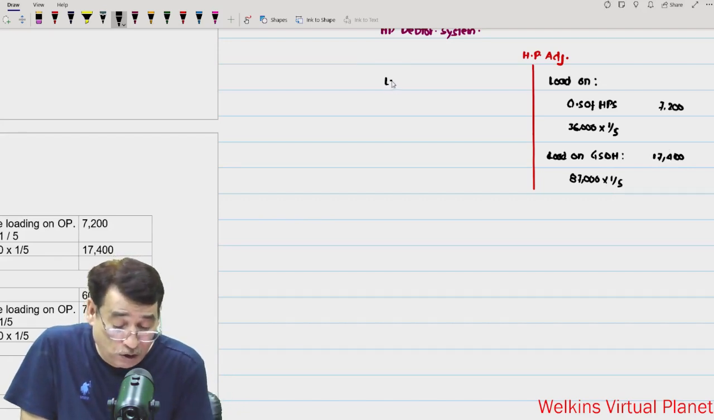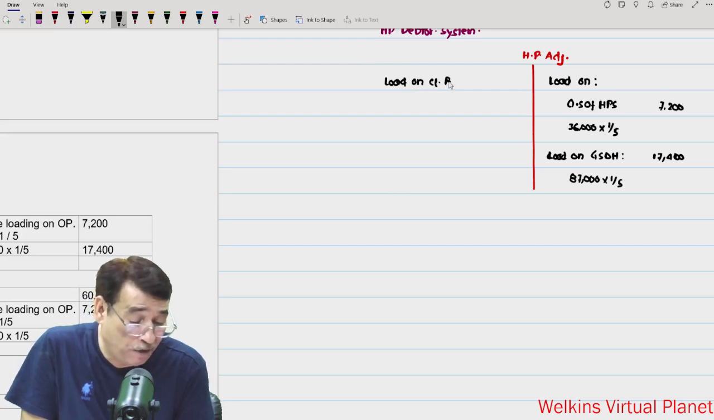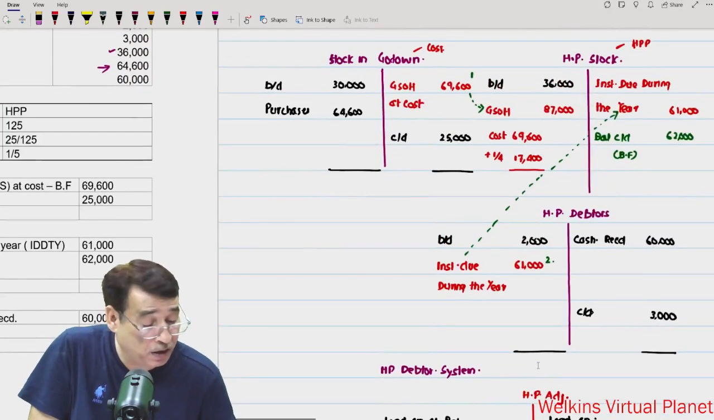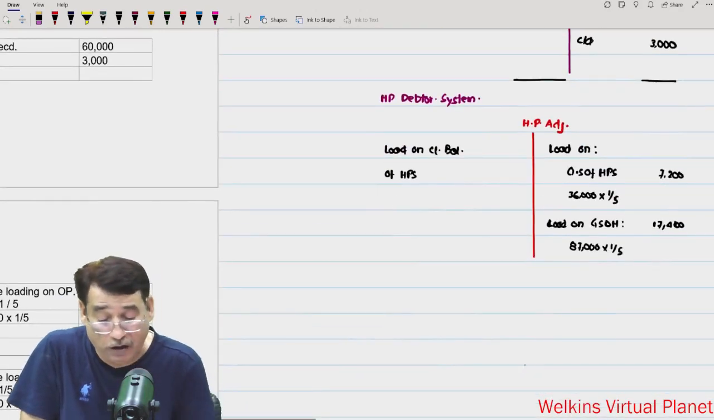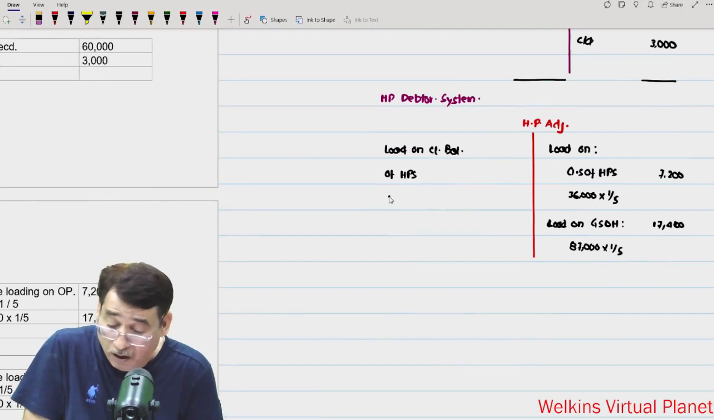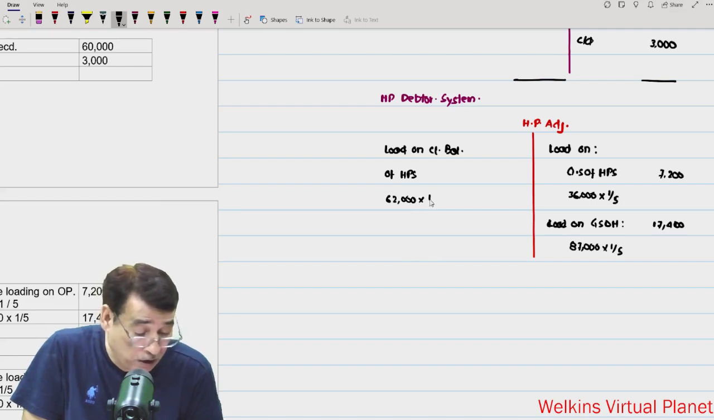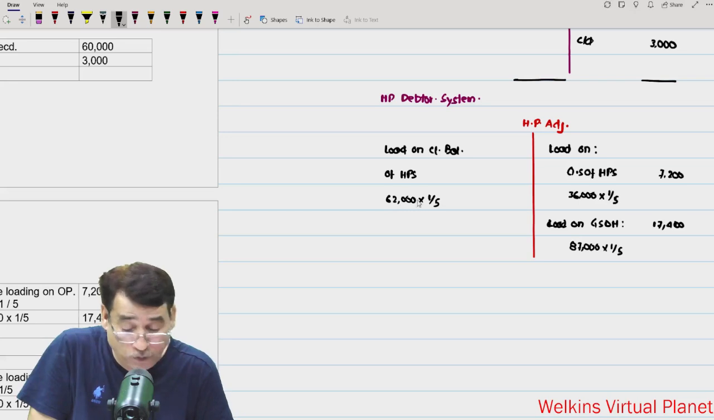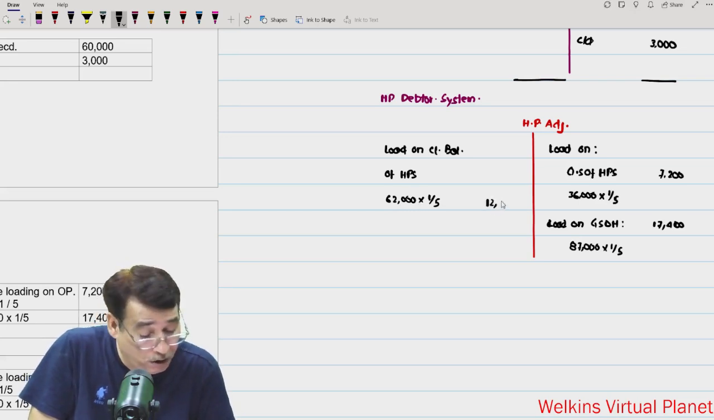Now you will write towards the opposite side, load on closing balance of hire purchase stock account. What is the closing balance? The missing figure which you found out, correct? Last balancing figure, 62,000. So 62,000, you will apply the rate now, 1 by 5, to get what we call your loading. So 12,400 will be your loading part.